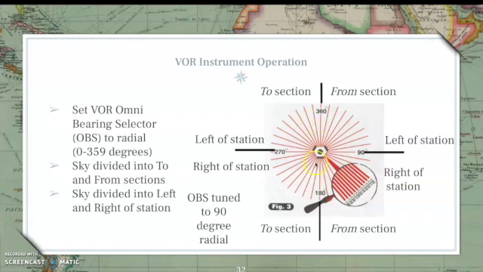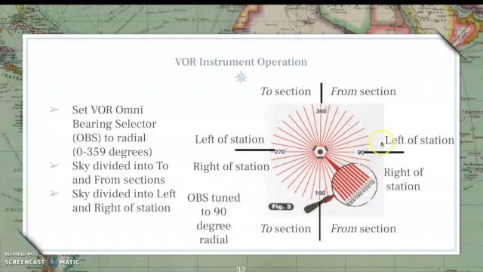So what we're looking at is, if this is our VOR, okay, then what happens is the sky gets divided into to and from, as well as left and right of the station. So what we do is this is currently tuned to, so we're saying that this is tuned to the 90-degree radial.